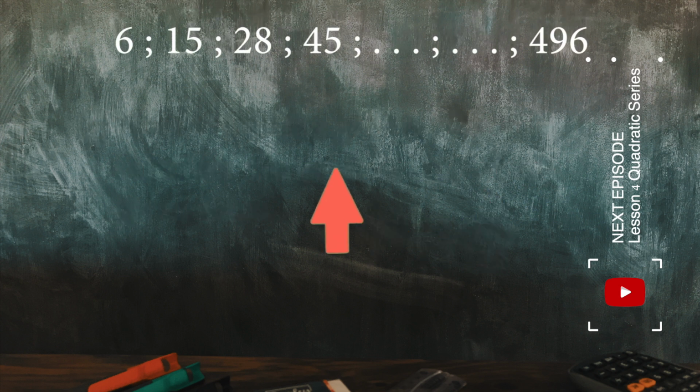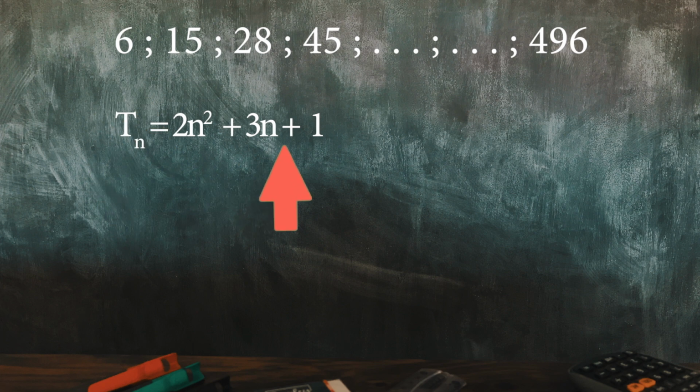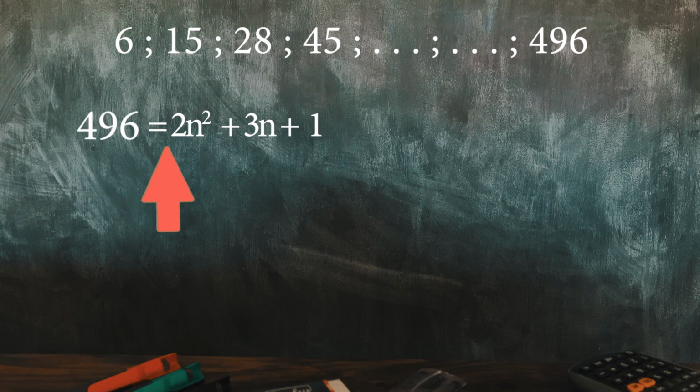Now we are given the following quadratic series as well as the general formula for this series. Now we would like to know the position of this 496. So in the place of Tn we put 496, and that is equal to 2n squared plus 3n plus 1. Now, since this is a quadratic equation where n squared is not the only variable, there is an n as well, we need to take all the values to the one side.